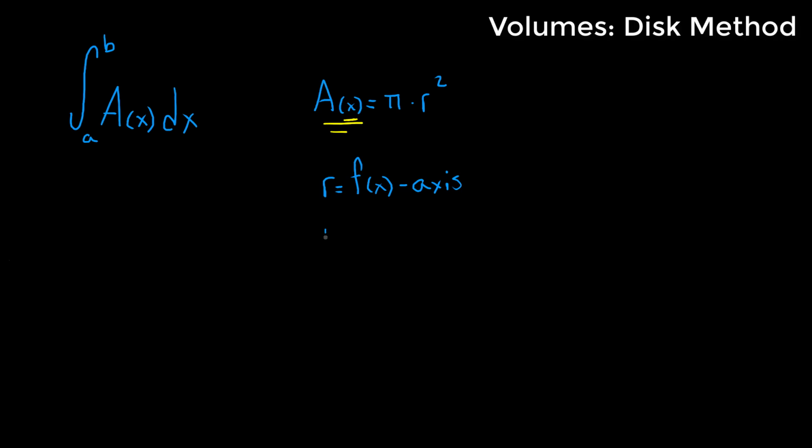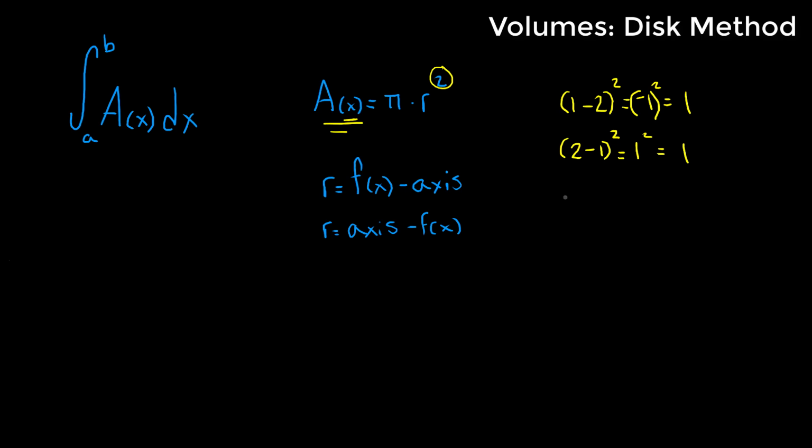And to be very clear, it doesn't matter if we write axis minus f of x or f of x minus axis, because we are squaring this. It doesn't matter which one comes first because we're squaring it to get the same positive answer anyway. For example, if we did 1 minus 2 all squared as opposed to 2 minus 1 all squared, we'd receive the same answer, because 1 minus 2 squared is (negative 1) squared, which leaves us with 1. If we had 2 minus 1 squared, that'd be 1 squared, which again gives us 1. So this is what I mean.